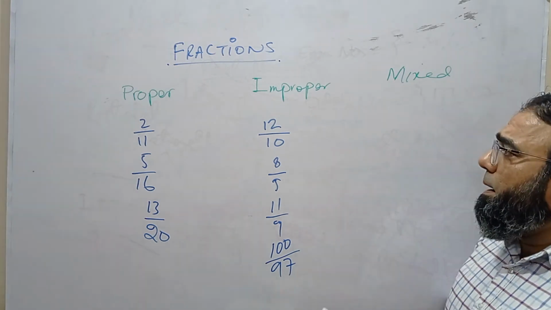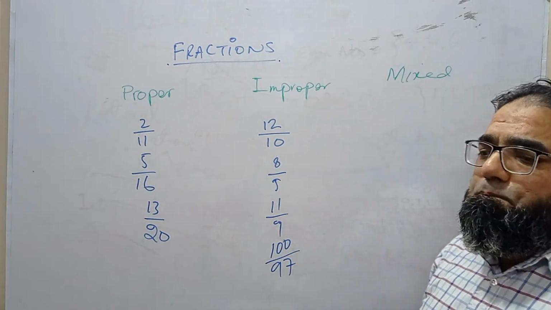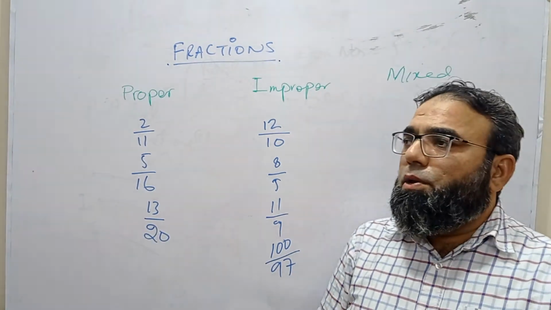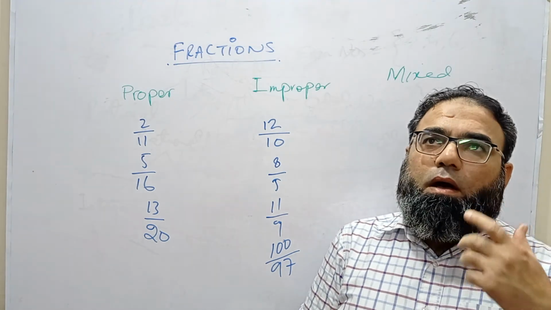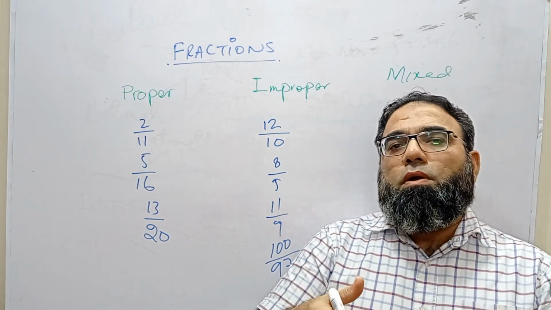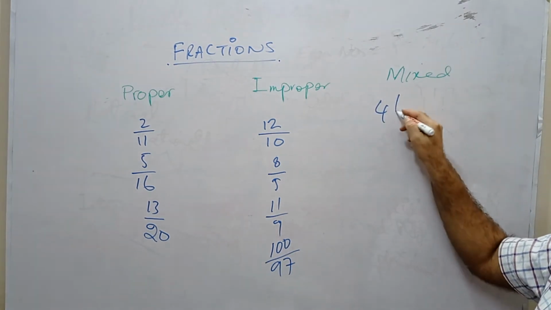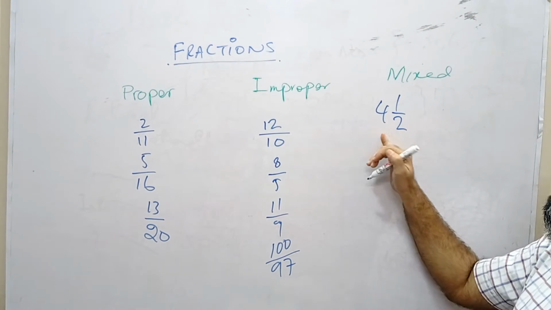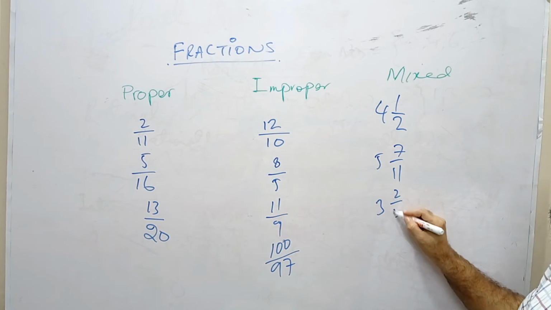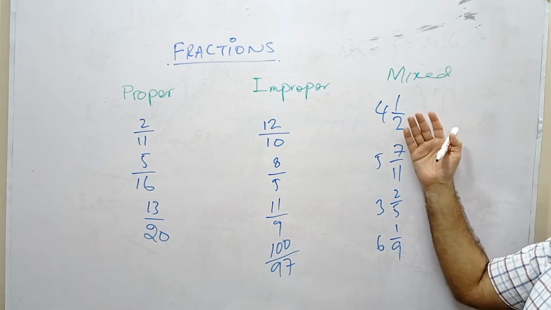Now coming to mixed fractions. Sometimes we have a quantity, for example, those chocolate bars again. Let's say you had 5 chocolate bars and you have eaten half of one of them. That means you're left with 4 complete chocolate bars and 1/2. You would write that as 4 1/2. So this is a mixed fraction, 4 1/2. Other examples are 5 whole 7 over 11, 3 whole 2 over 5, 6 whole 1 over 9. These are examples of mixed fractions.